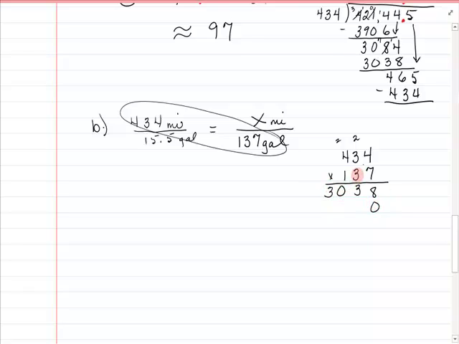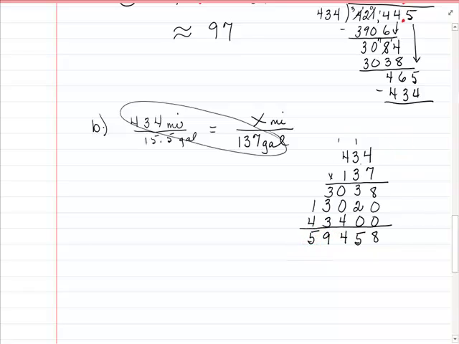Placeholder 0. 3 times 4 is 12. Carry the 1. 3 times 3 is 9, plus 1 is 10. Carry the 1. 3 times 4 is 12, plus 1 is 13. Then multiply 2 placeholder zeros. 1 times 4 is 4. 1 times 3 is 3. 1 times 4 is 4. That gives me 8, 5, 4, 9, 5.